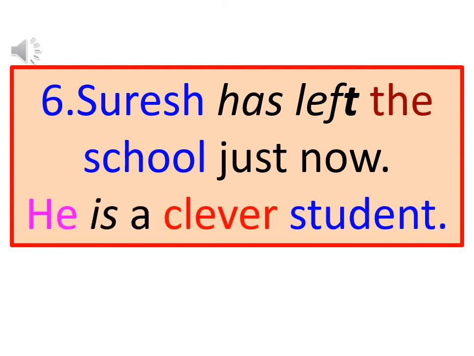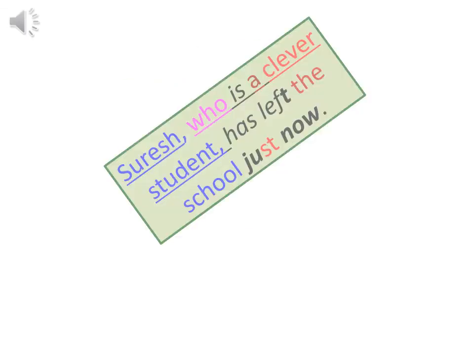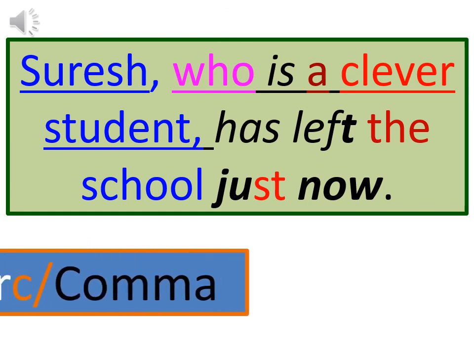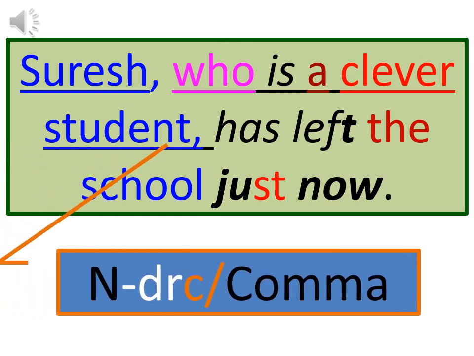Suresh has left school just now. He is a clever student. Suresh, who is a clever student, has left the school just now. Non-defining relative clause. Comma. Comma. Noun and relative pronoun.